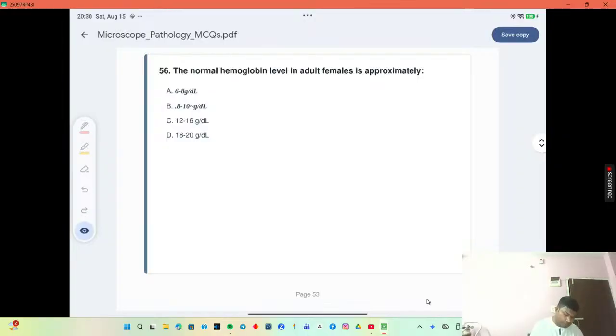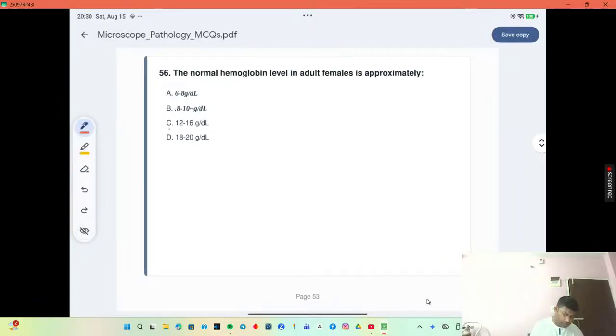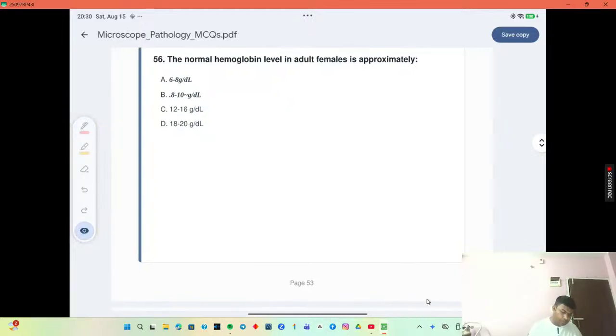The answer of this question will be 12 to 16 gram per dl. That is 12 to 16 gram per dl. Okay, this will be the right answer. So what will be the right answer of this question? 12 to 16 gram per dl. Okay, now I will move to the next question.